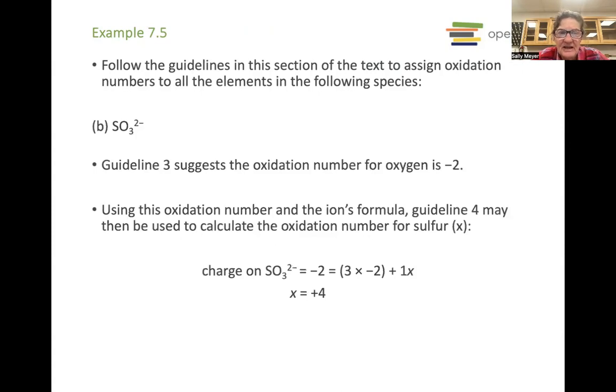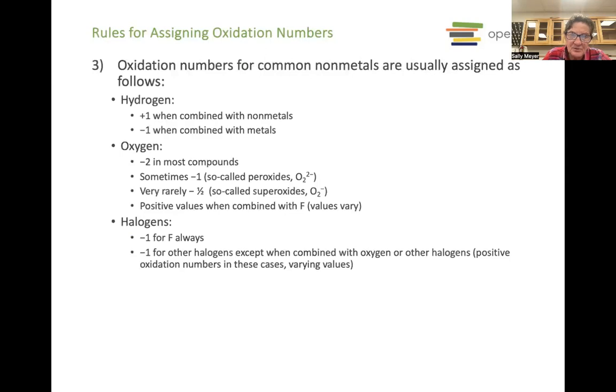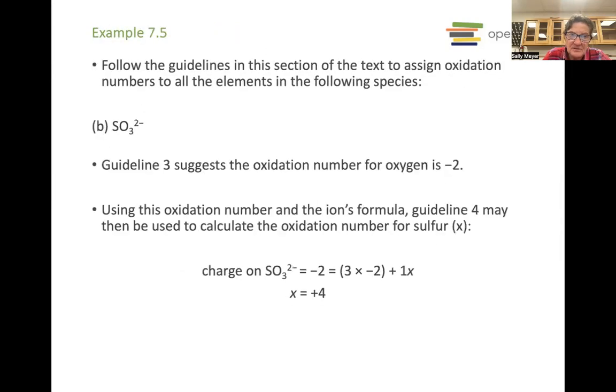So we want to look at SO3 2-, which is sulfite. We know that oxygen is -2 from our second rule. And therefore, if the whole thing has to add up to 2-, we have 3 oxygens, each at -2. And then we have to figure out what sulfur is based on sulfur's charge has to add to that to give a -2. So that means sulfur in this polyatomic anion has an oxidation number of +4.